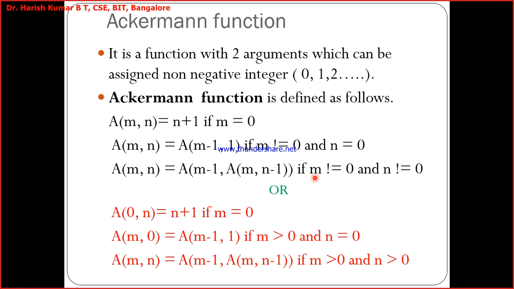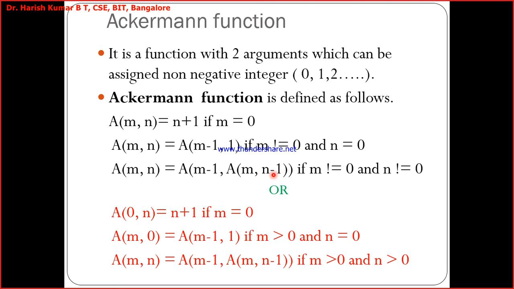It must be greater than 0, m greater than 0 and n greater than 0, because they cannot take negative values. M greater than 0, n greater than 0. So both are non-zero, non-negative values here. Then we define the Ackermann function something like this: a of m minus 1 comma, so the first argument we subtract 1, and the second argument is recursively written as a of m comma n minus 1.